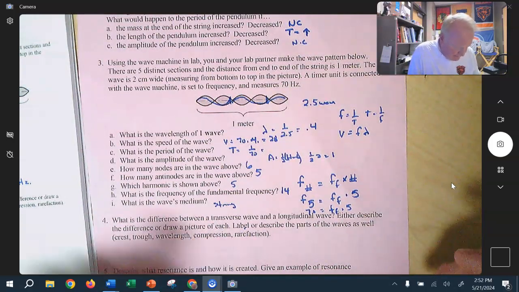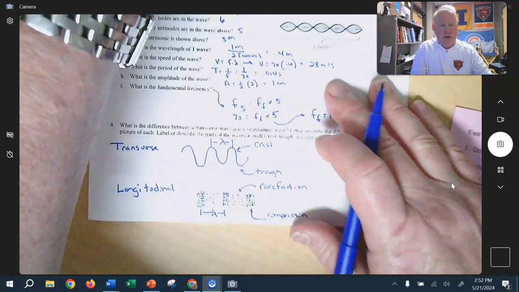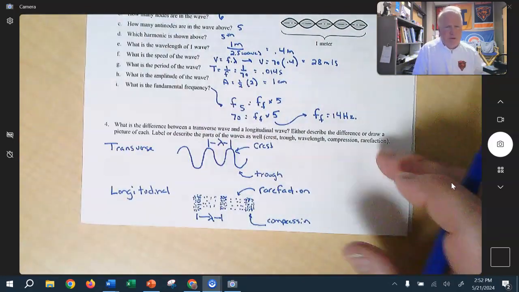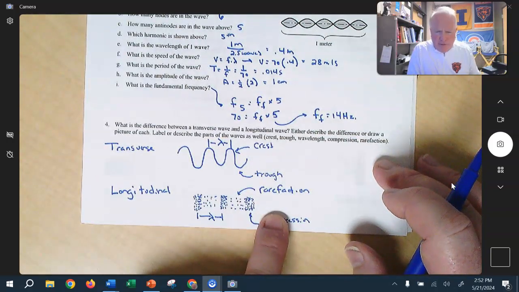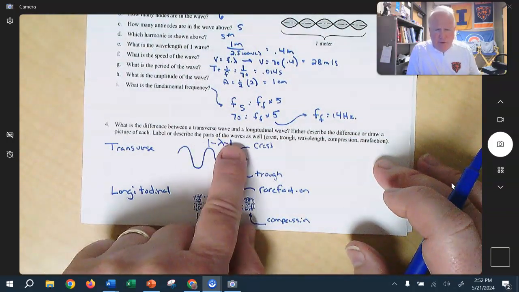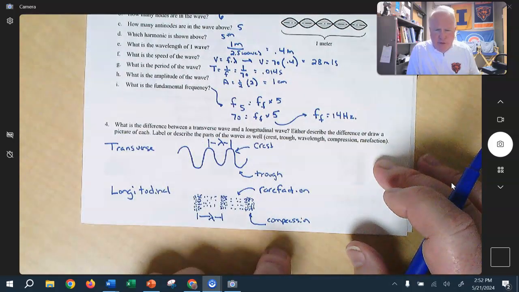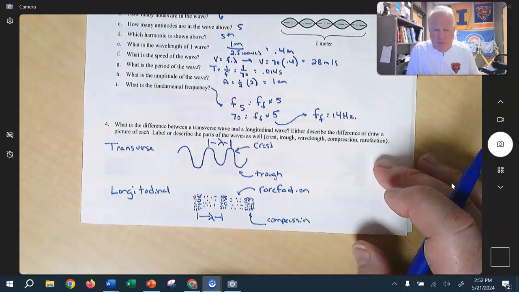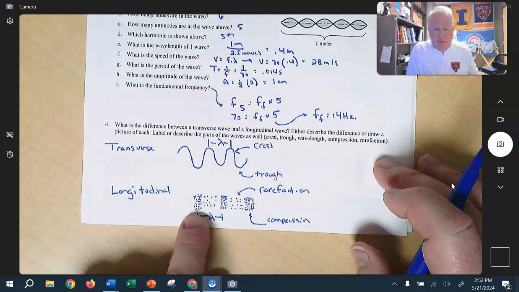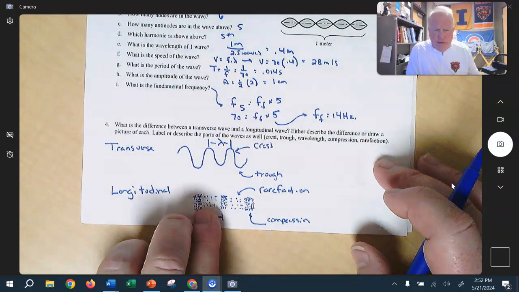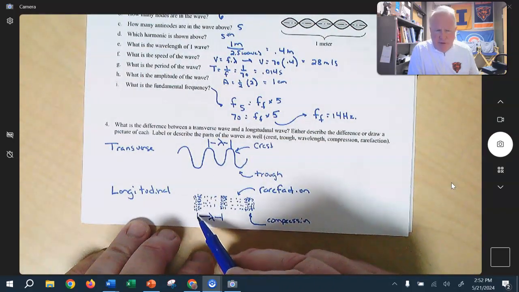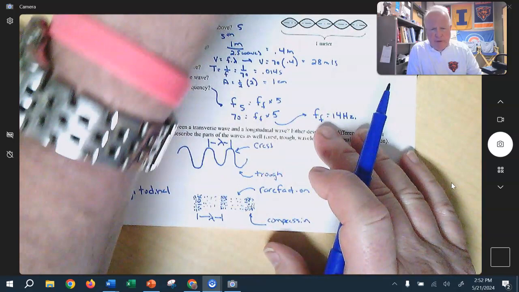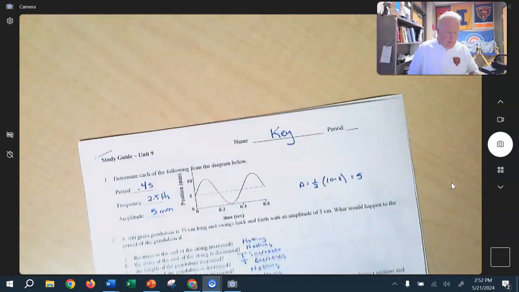What's the difference between transverse waves and longitudinal waves? You guys should have that information if you've got it on my WAG or Miss Moise's WAG. Transverse waves look like this. Longitudinal waves look like this. Wavelength is from crest to crest or trough to trough or somewhere in between. The crest is the top, the trough is the bottom. In a longitudinal wave, we represent it by these little dots. These are the compressions. In the middle are the rarefactions. And the wavelength is from the middle of a compression to the middle of the other compression.